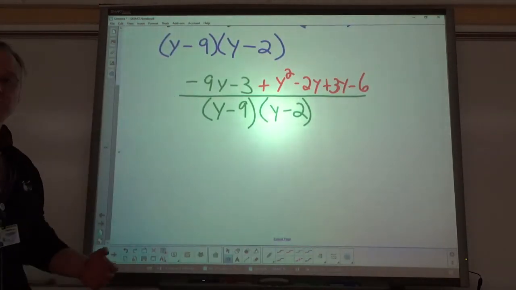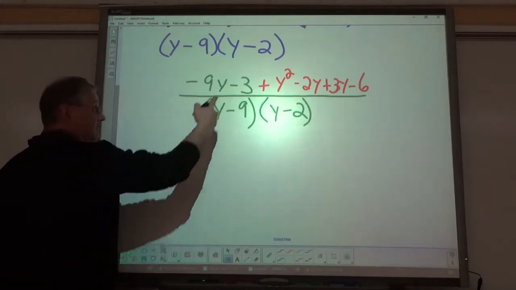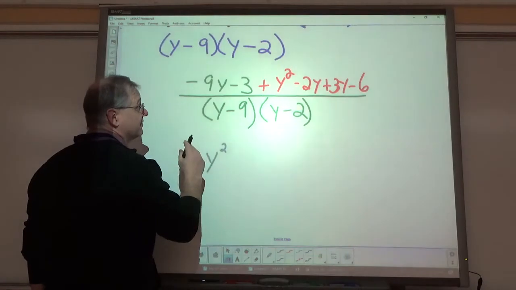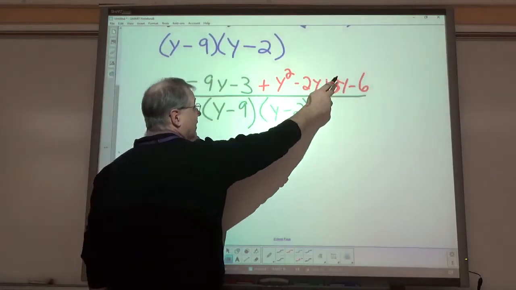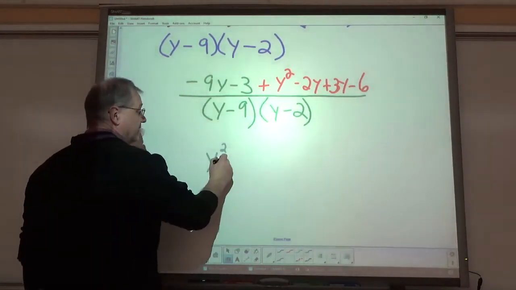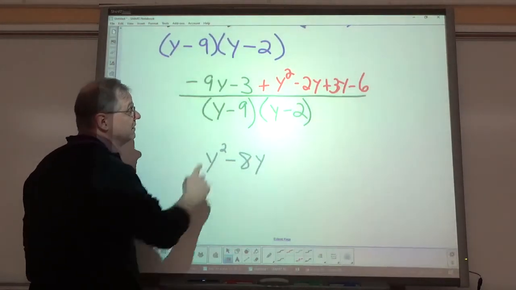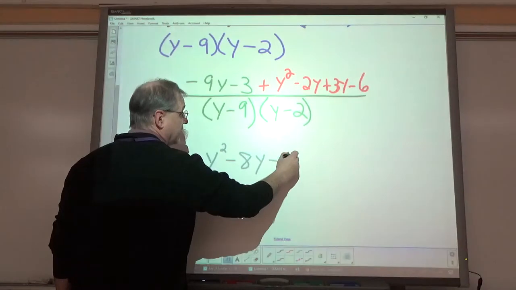So now I'm going to do some combining of like terms. I've got my y squared in descending order. I've got negative 9y, negative 2y, and positive 3y. That's negative 8y. Negative 3 and negative 6 make negative 9.